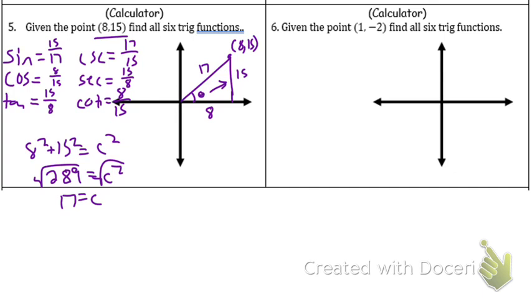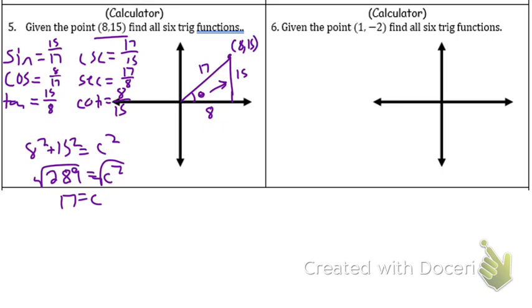Well, I did something silly. Sorry, those are wrong. Cosine is adjacent over hypotenuse, so that would be 17 there. Okay.